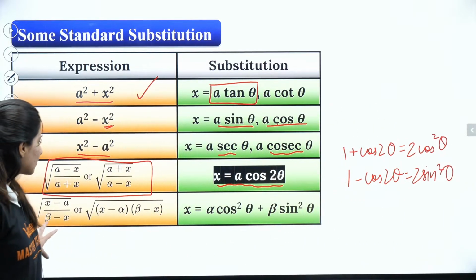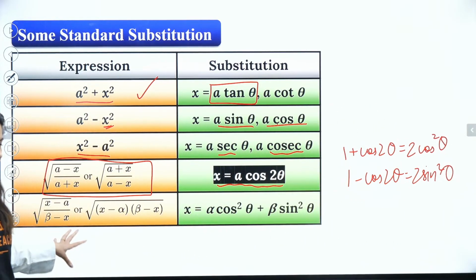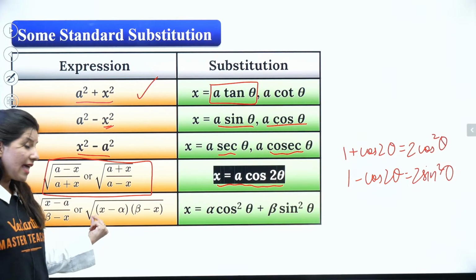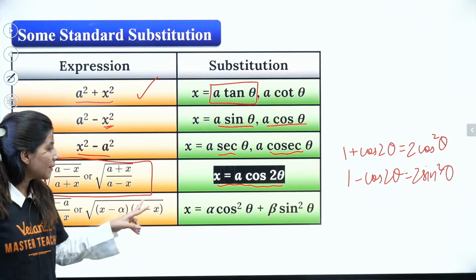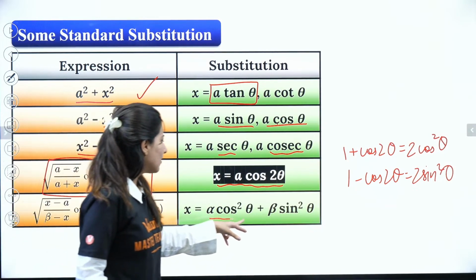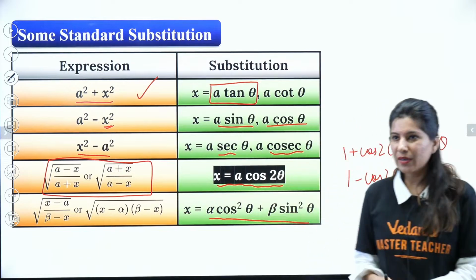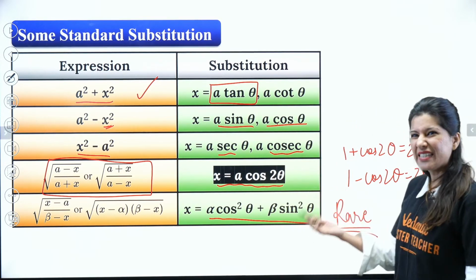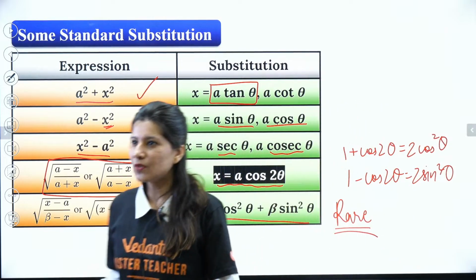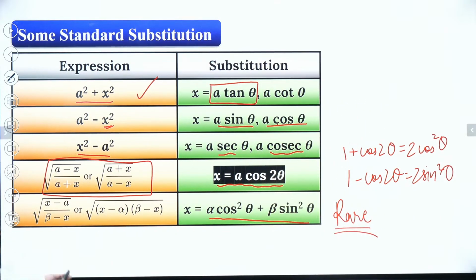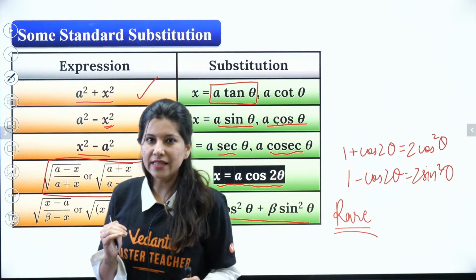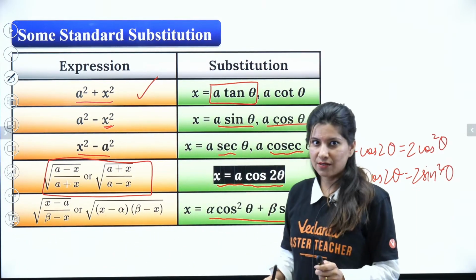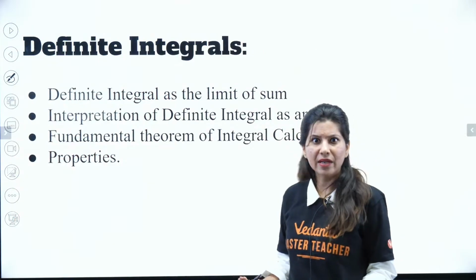Okay. And this is actually very rare. You will get this very rarely, when you see x minus alpha and beta minus x. So one is x minus something, another one is beta minus x. So you have to put alpha cos square theta plus beta sin square theta. Very rare. So you can just skip it for EAPCET and VIT examination, right? Because if this type of question, even if it is there, it will take you a lot of time to solve it as well. You know how integration questions sometimes are.